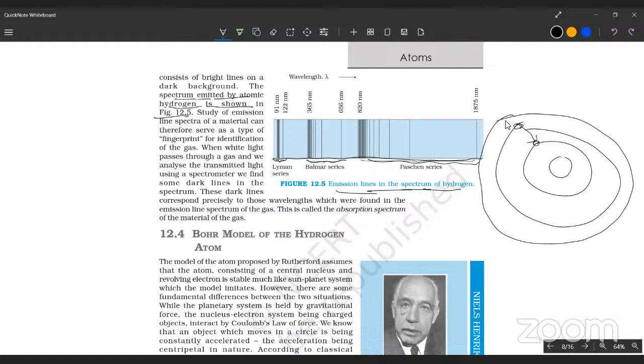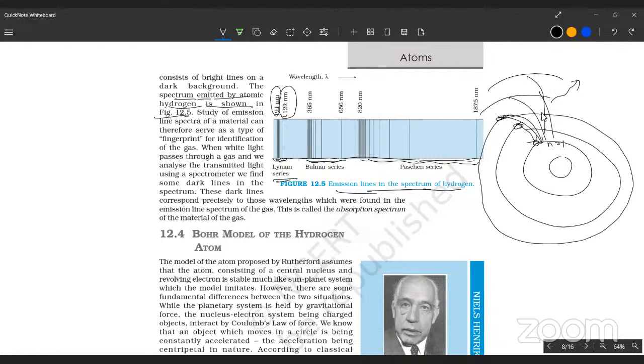It can jump from the second excited state to again n equal to 1, the ground state. So when it jumps from higher levels to 1, like third to 1, fourth to 1, whatever wavelengths it emits, all those wavelengths are kept under one group that is called the Lyman series. It will vary from 91 nanometer to 122 nanometer. So this is called the Lyman series spectrum.